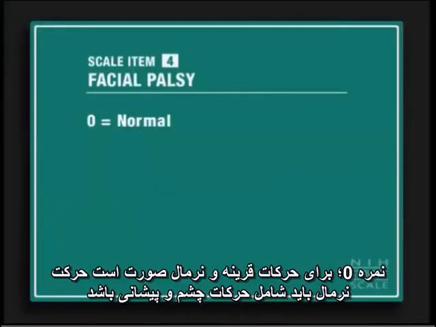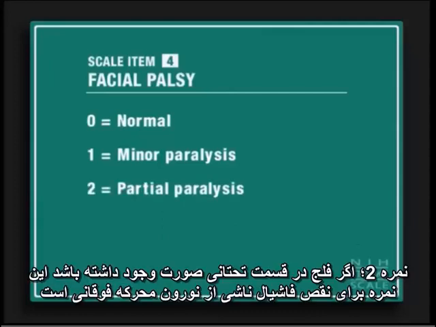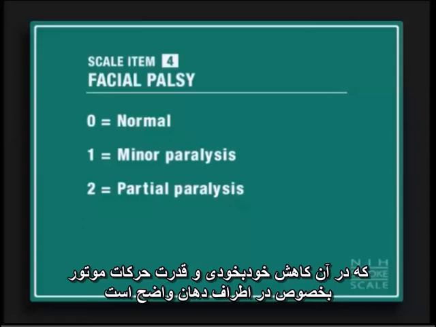Let's look at how this scale item is scored. Score the patient a 0 for normal symmetrical movement. Normal function must be clearly demonstrated. Orbital and forehead musculature movements are normal. Score a 1 for minor paralysis, such as a flattened nasal labial fold or mild asymmetry while smiling. This is the proper score if function is less than clearly normal. Score a 2 if there is paralysis of the lower face. This is the appropriate score for clear-cut upper motor neuron facial palsy. Decreased spontaneous and forced facial movements are most prominent at the mouth.